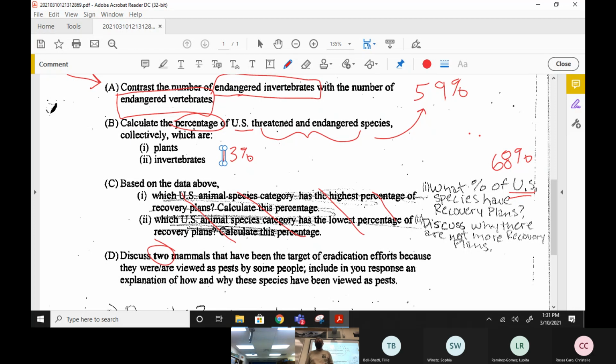How and why they've been viewed as pests should be part of it, right? So how is it viewed as a pest? Why is it viewed as a pest? Include that in your response. So as you're writing, you want to go back and make sure you're checking off everything that's part of the question. Here's another one.